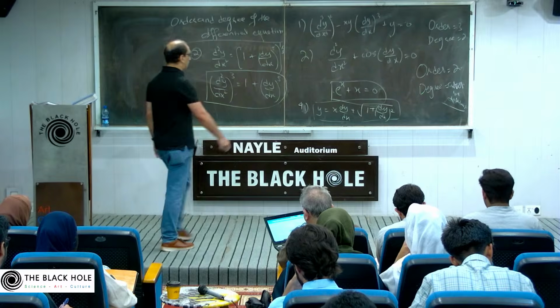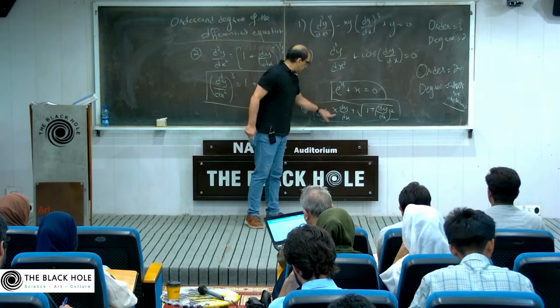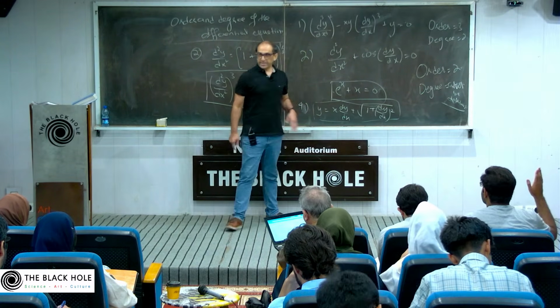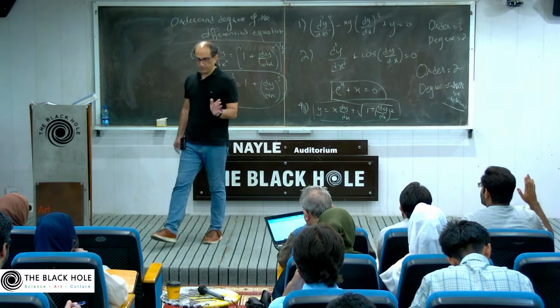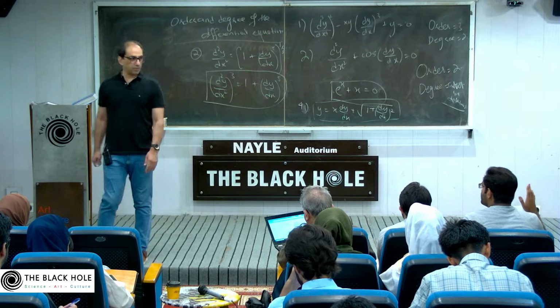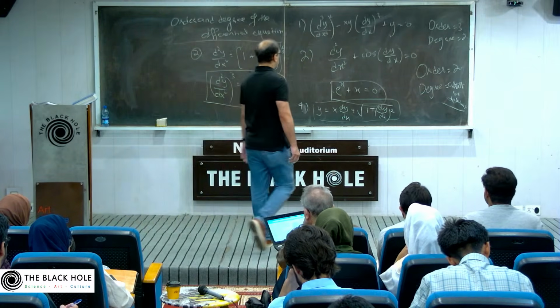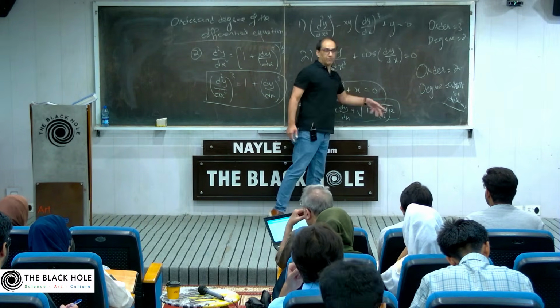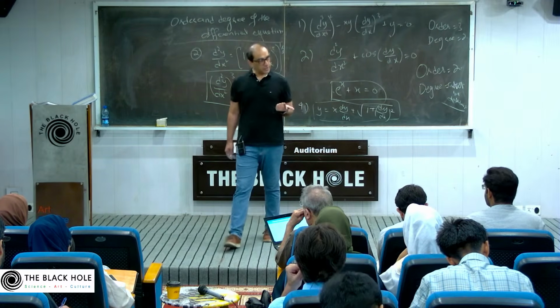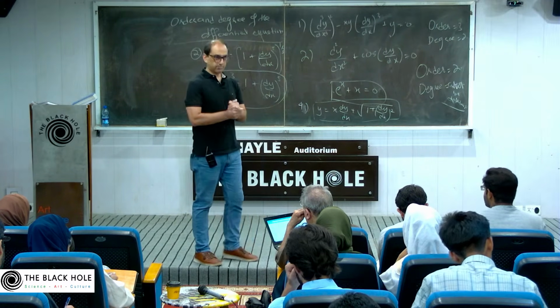So do something. You take this one to this side. Take the square of it so that you get rid of that under root. Yes, of course, because you will get rid of this thing, so you will have order 1 and degree 2. That is it.